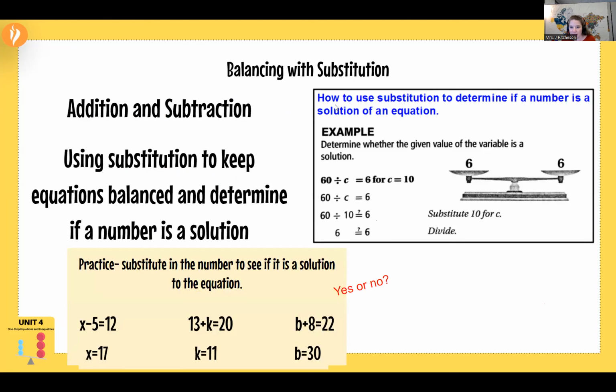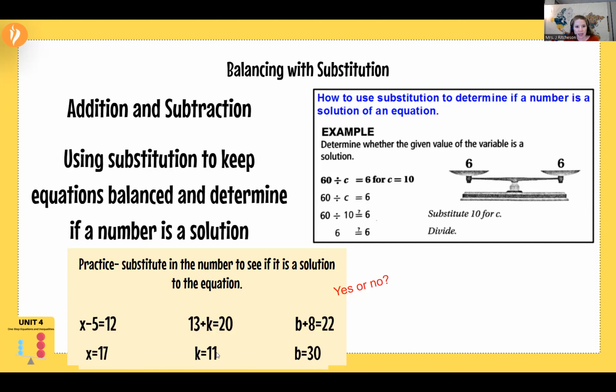All right, how do I use substitution to determine if a number is a solution of an equation? Once again, same thing here, same example, but in these examples we are using subtraction and addition. So go ahead and pause the video, substitute each of these values for the variables and see if the value they give you is or is not a solution.